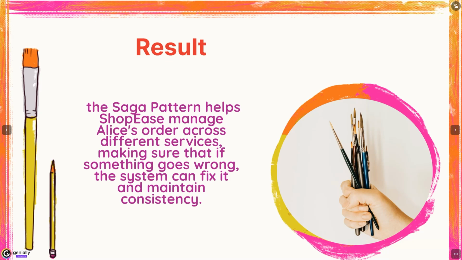So, the Saga pattern has ensured that every step of the transaction was handled in a coordinated manner. By managing distributed transactions through compensating actions and maintaining consistency, ShopEase provides a reliable shopping experience for Alice and all its customers. As a result, the Saga pattern helps ShopEase manage Alice's order across different services, making sure that if something goes wrong, the system can fix it and maintain consistency.